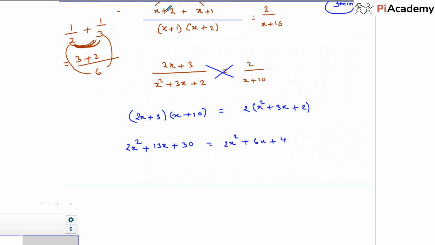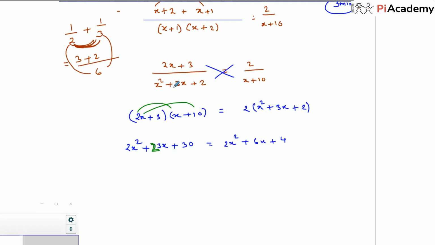Clear. Wait, sir, when you multiply 2x and 10, don't you get 20x? 2x times x is 2x squared, 2x times 10 is 20x plus 3x. Yes, you're correct. I'm wrong. It is 23x. Good observation, Ishan. Is that Ishan? Yes, sir. Good. So it is 2x times x, 10 is 20x plus 3x, is 23x plus 30 is equal to 2x squared plus 6x plus 4. Is that correct? Yes, go ahead.